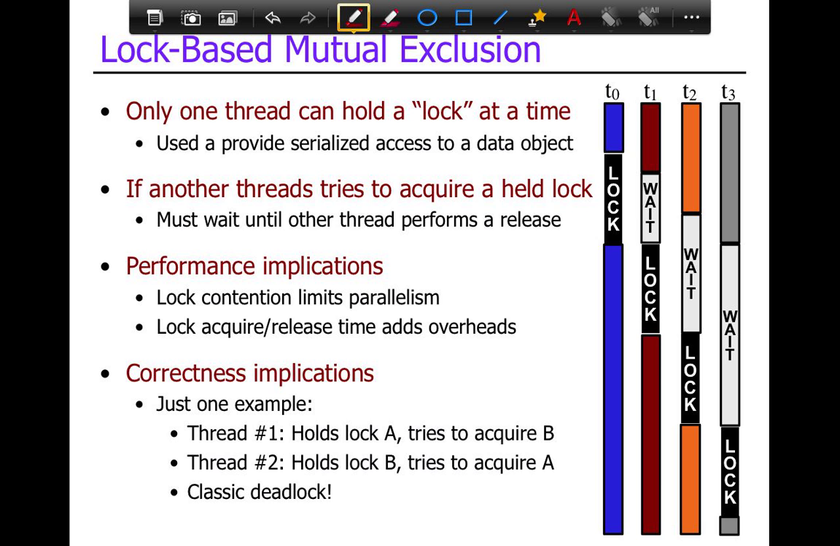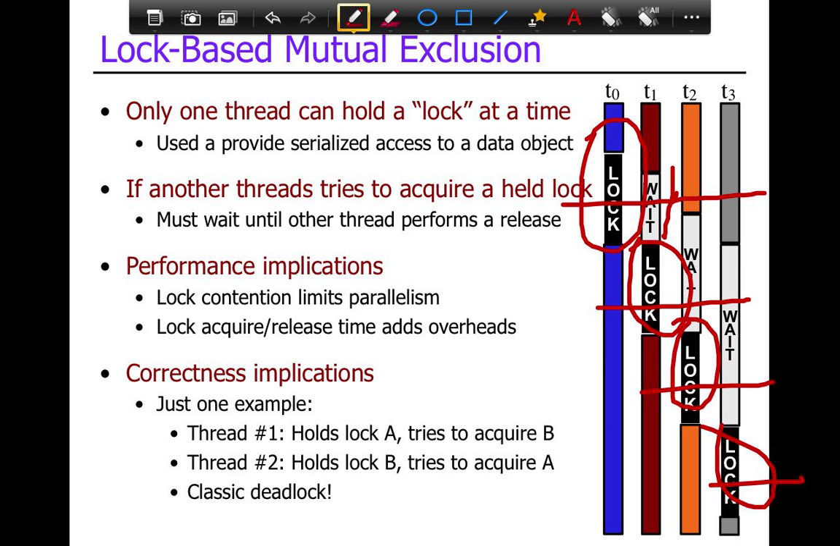The next thing we'll look at is an illustration of lock-based mutual exclusion. The rule is that only one thread can hold the lock at a time. In this case, first T0 holds it, then T1 holds it. When T0 holds it, T1 is waiting on it, then T1 gets it, T2 is waiting on it, then T3, and so on. At any given instant, you notice that time flows top to down.